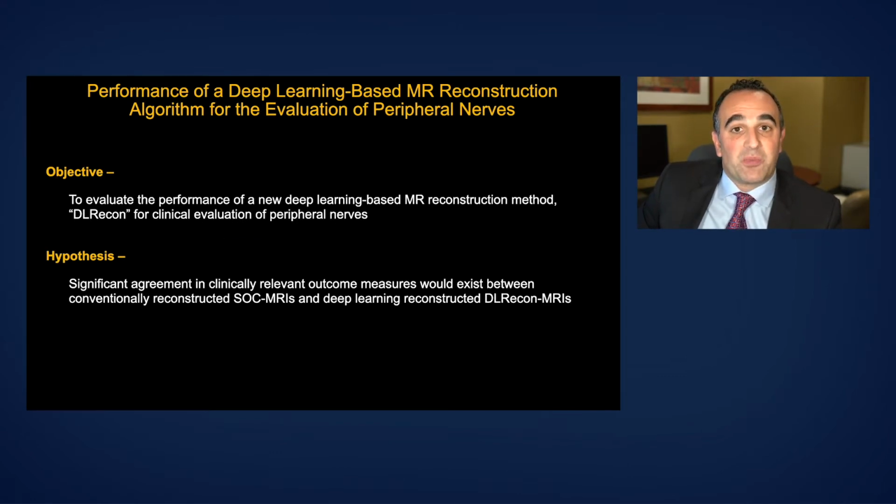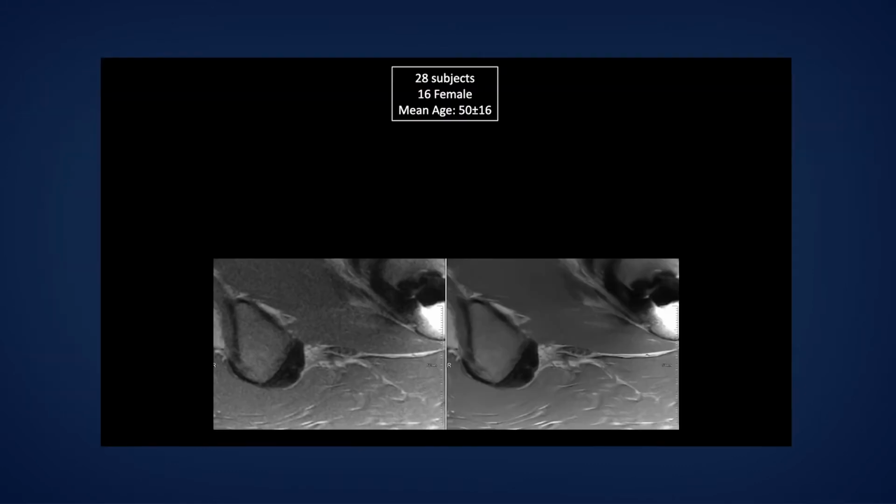We performed a study which was previously presented at last year's RSNA. Our objective was to evaluate the performance of a new deep learning-based MR reconstruction method, that is DL Recon, for the clinical evaluation of peripheral nerves. Our hypothesis was that significant agreement in clinically relevant outcome measures would exist between conventionally reconstructed standard of care, or SOC, MRIs and deep learning reconstructed, that is DL Recon, MRIs. We evaluated 28 subjects, 16 female, average age of 50, who underwent 3 Tesla clinical MRIs using protocols that comprise at least one axial two-dimensional intermediate-weighted fast spin echo sequence.